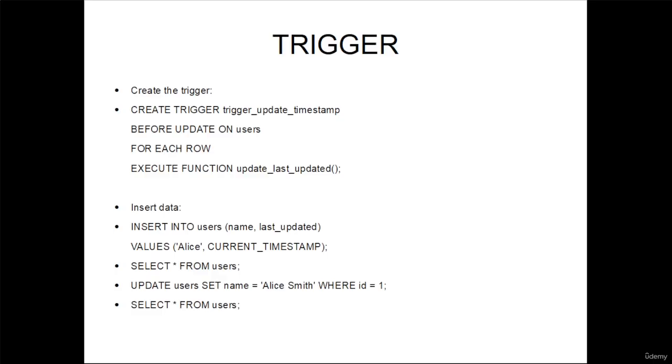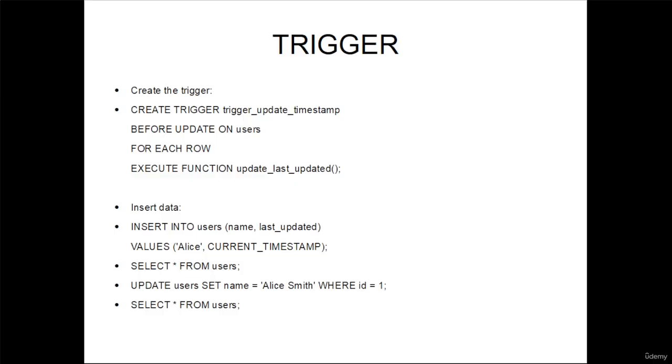Now, we have to create the trigger. CREATE TRIGGER trigger_update_timestamp BEFORE UPDATE ON users FOR EACH ROW EXECUTE FUNCTION update_last_updated().